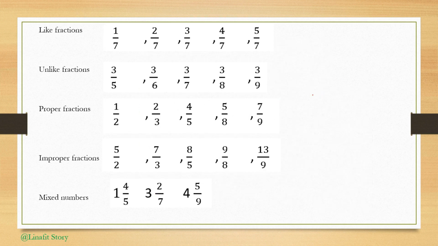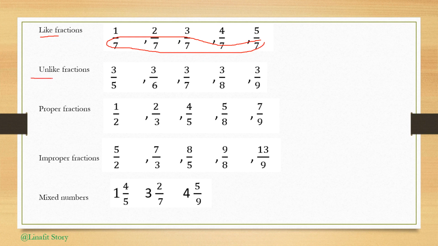Okay, now here there are some types of fractions. For example, the first one here is the like fractions. Like fractions are fractions that have the exact same denominator, or we can say the fractions which have the same number at the bottom. As you can see here, all the denominators are the same, 7. So over here, 1 out of 7, 2 out of 7, 3 out of 7, 4 out of 7, and 5 out of 7.